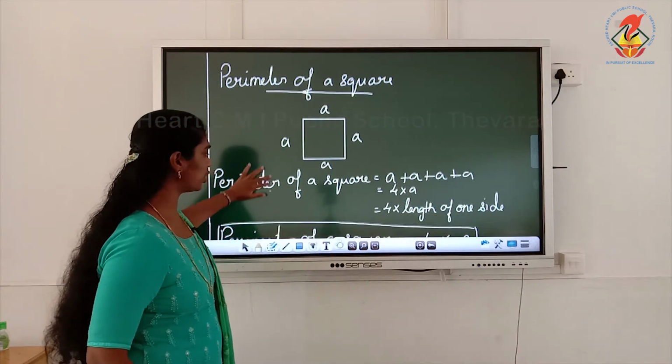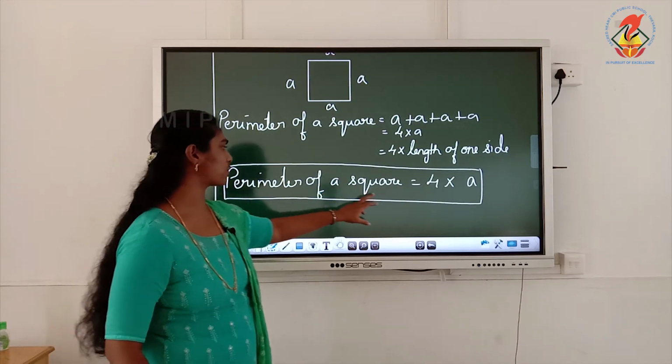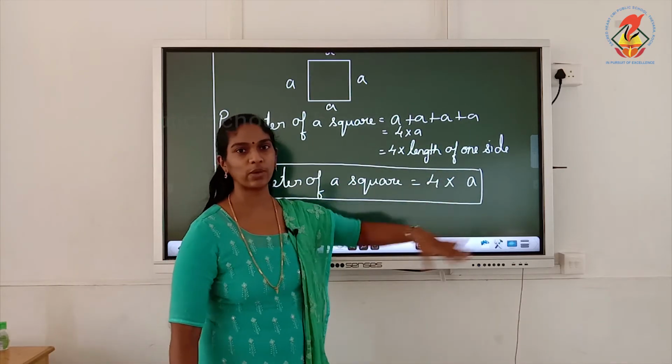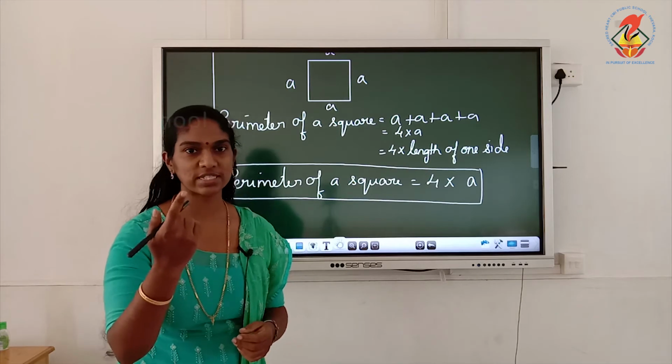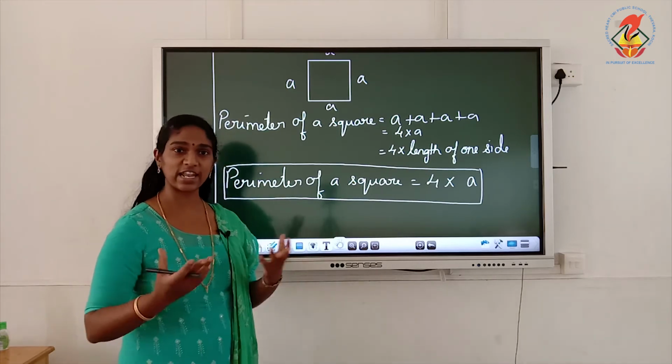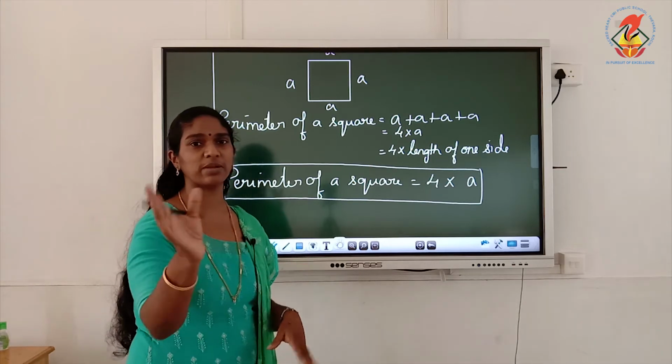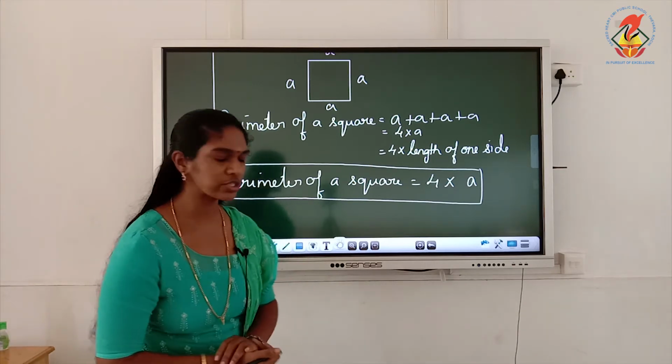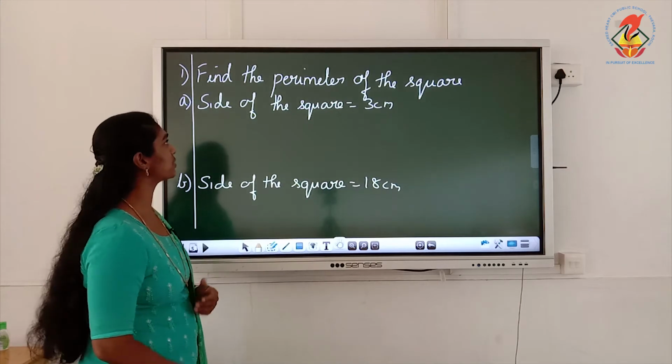So here also, children, you need to study only this. Perimeter of a square equal to 4 into A. What is A? It is the length of one side. And we know in a square all the sides are equal. So instead of adding it again and again, just take the length of one side and multiply by 4. Okay children? So we will do some questions based on that.